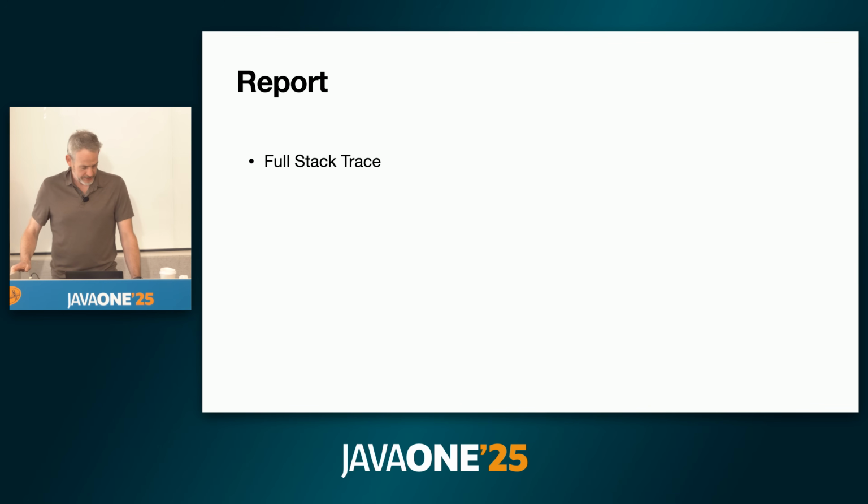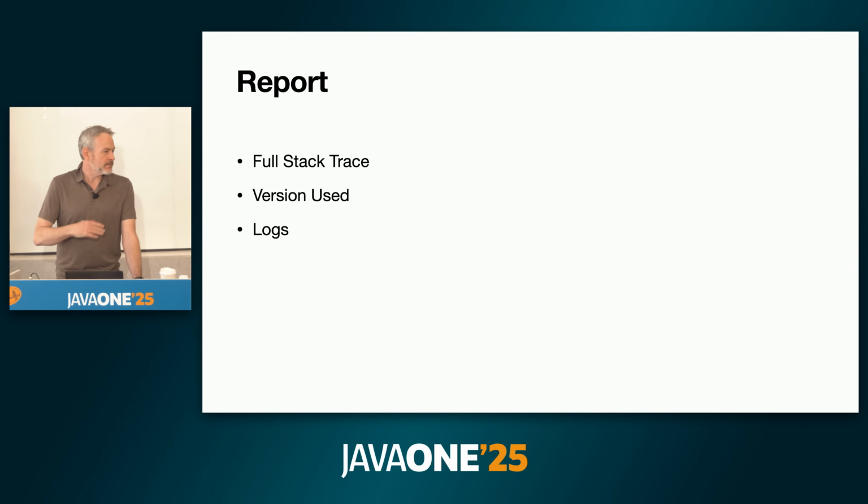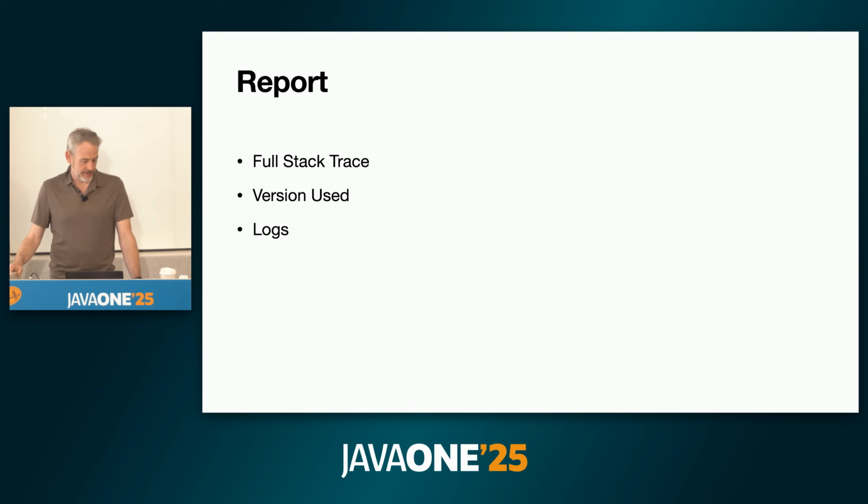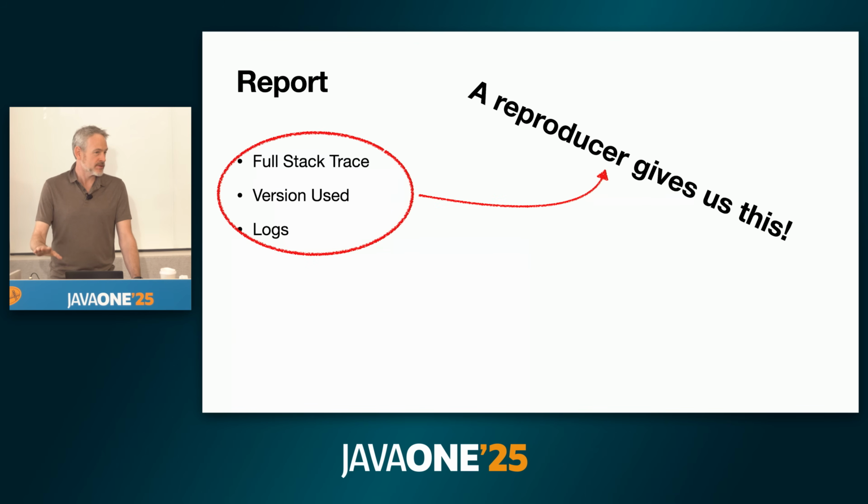What about reporting an issue? So when you report an issue to open source, most projects will want at least the following three things. Full stack trace if you've got one, the versions that you're using, and ideally the version of the app and details about your OS and the versions that you're using there, and any kind of logs that you can provide that will give us insight. And the nice thing about the reproducer is it gives us all this information, so we don't need to ask for it.